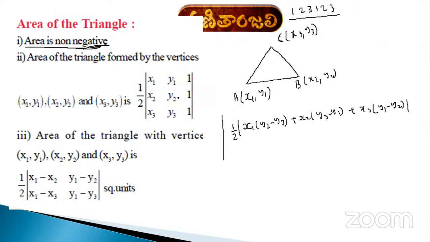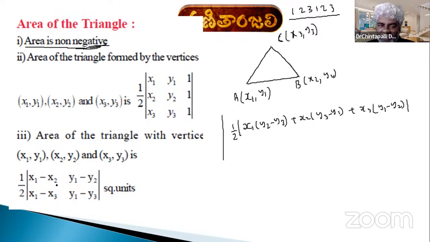If this value is positive, no need to worry. Wherever the value of this determinant is negative, don't forget to put mod, right? Yes, sir. Next one, it is a very simplified form.